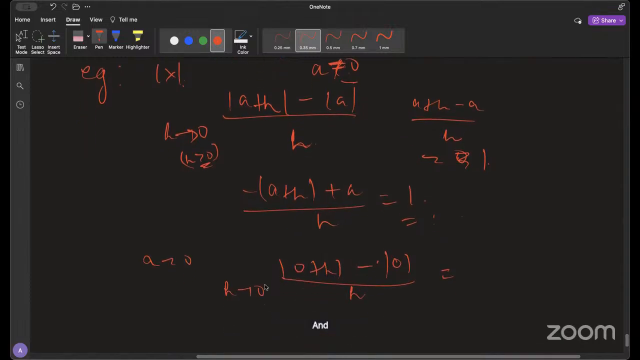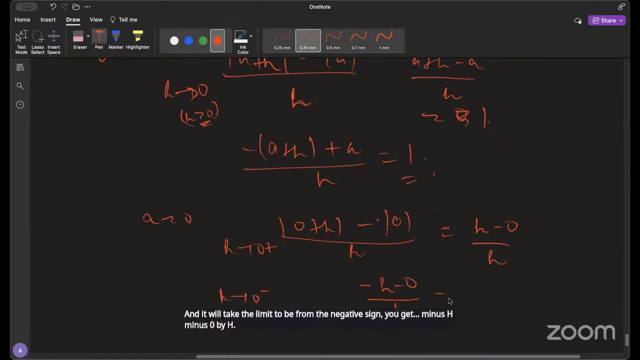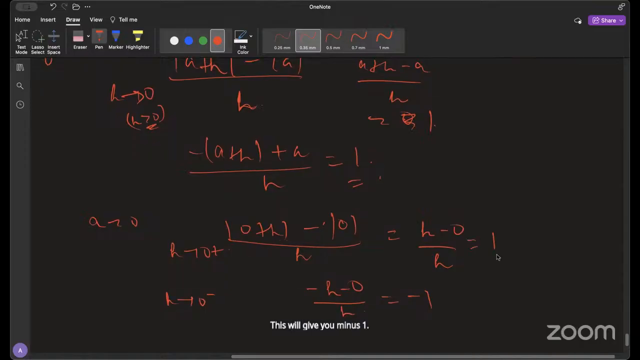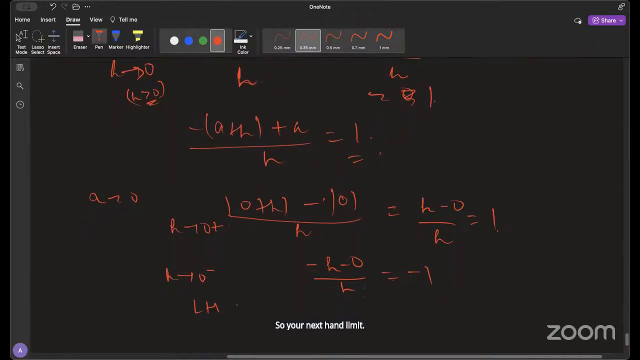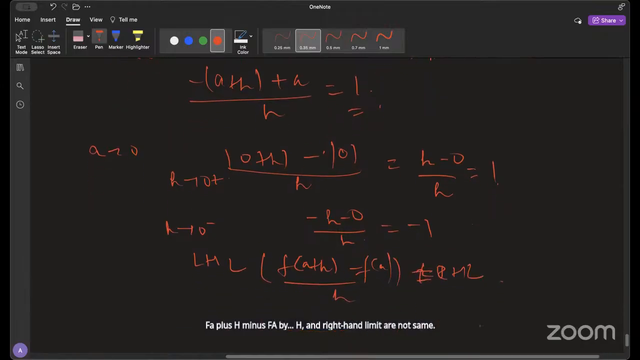And you have to take limits from both sides. So if you're taking the limit from the positive side, you'll get h minus 0 by h. And if you take the limit from the negative side, you'll get minus h minus 0 by h. This will give you minus 1. This will give you 1. So your left hand limit of this expression, f(a plus h) minus f(a) by h, and right hand limit are not the same. That's why the derivative does not exist for this one.